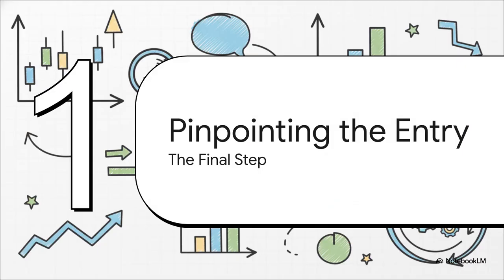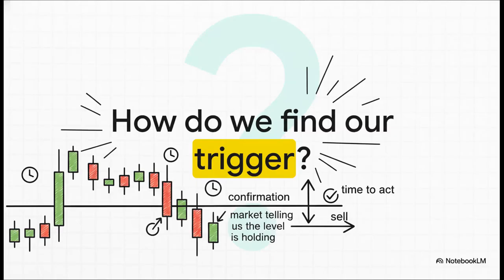All right, we've got our direction from the 200 EMA. We've got our key levels, our battlegrounds from the round numbers. Now we just need the final piece of the puzzle, the precise signal to get into the trade. And for this, we drop down to our 1-hour chart. So how do we find our trigger? Because we never, and I mean never, just blindly buy or sell when the price hits a round number. We wait. We wait for confirmation.